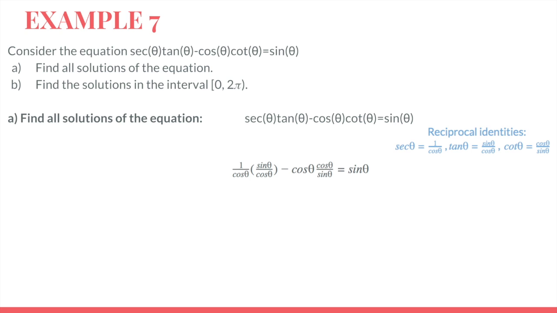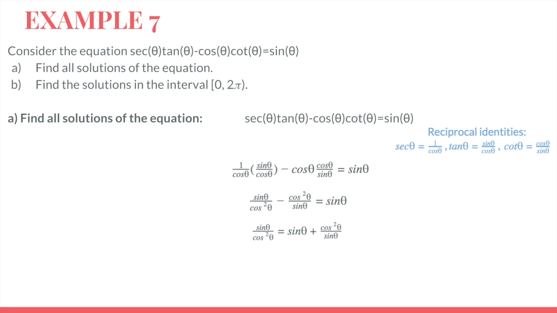So when we make these substitutions, we end up with sine theta over cos squared theta minus cos squared theta over sine theta equals sine theta. Now that we've substituted in our reciprocal trig identities and combined like terms, it might help to add the cos squared theta over sine theta term to each side of the equation. This way we can end up with a single term on either side. There's more than one way to solve every equation, but we should try this idea first, and if it doesn't work, we can try something else.